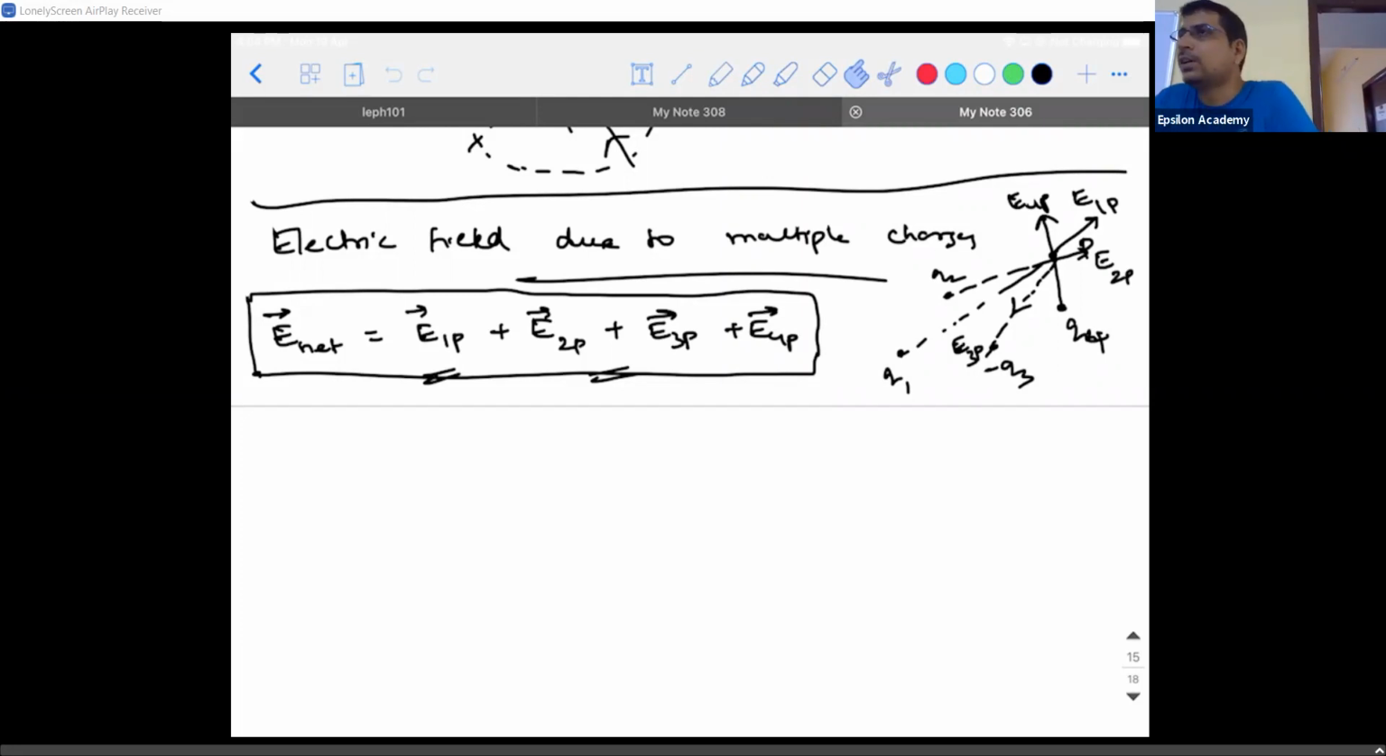Q represents the magnitude of the source charge, and R represents the distance from the source charge to the point where the field is expected. So electric field is always calculated at a point. Now we also saw the principle of superposition in the name of electric field due to multiple charges. So what is the value?